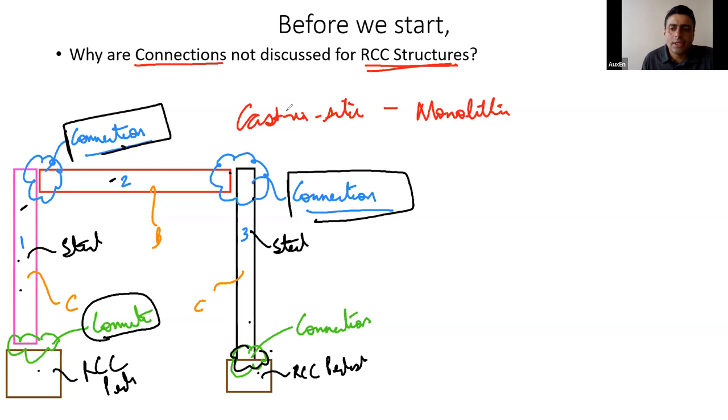So in steel structures, you understand why connections have to be provided: because steel structures are heterogeneous, they are different, and there is nothing like cast in situ in them. If you have studied precast, has anyone worked on or studied precast RCC?